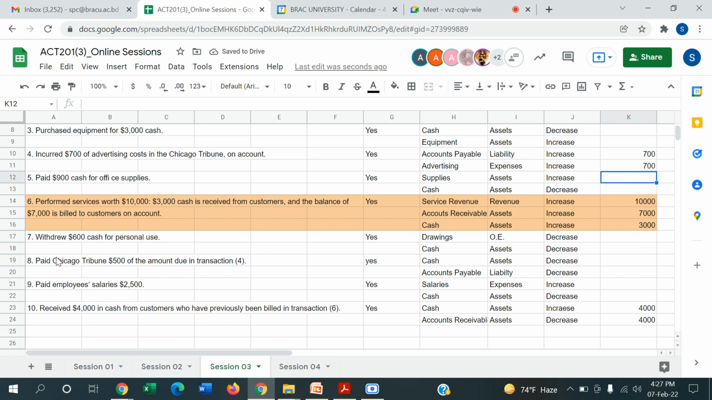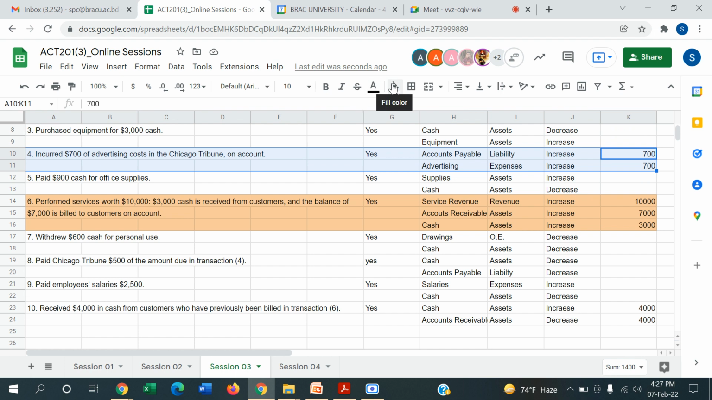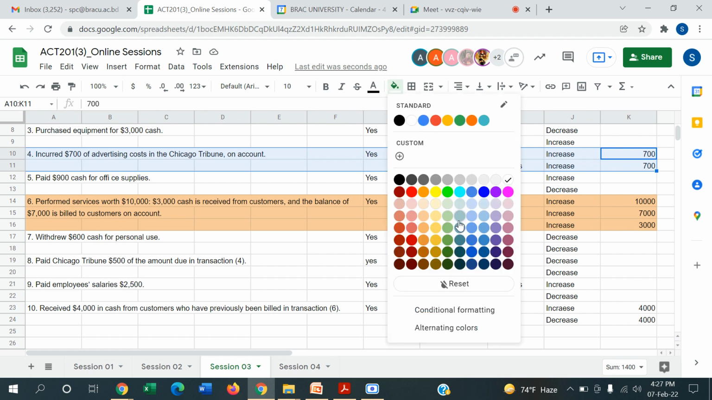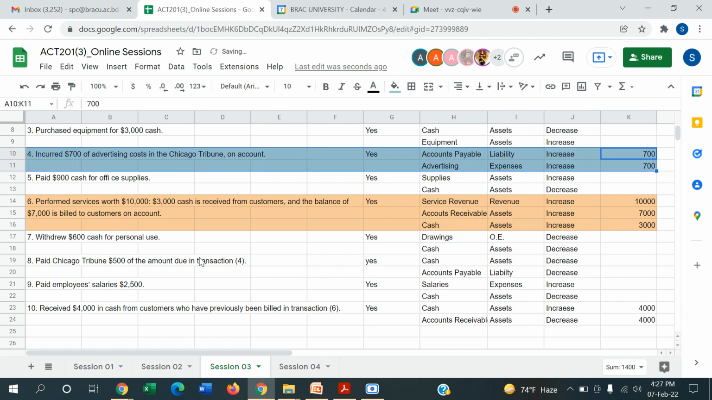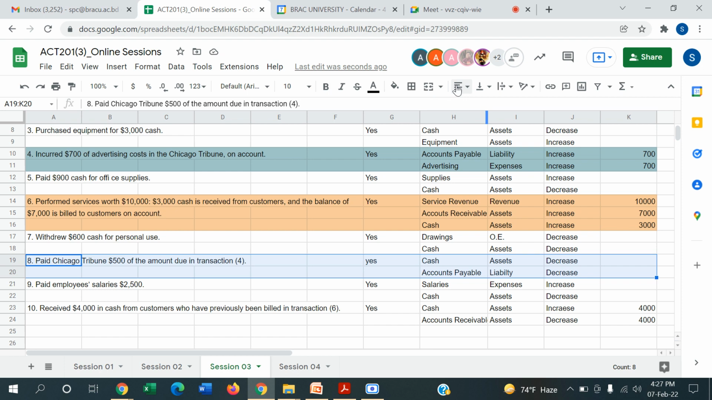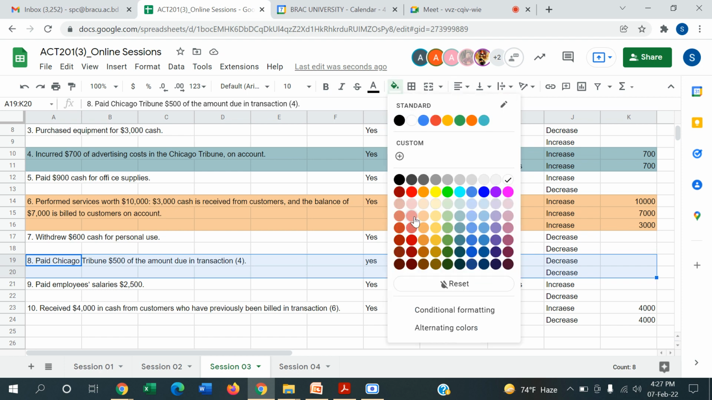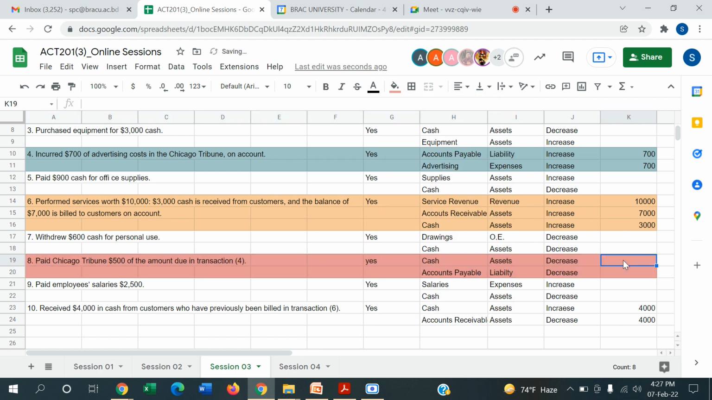Now, in number 8, what was your liability? $700 to be paid in future. Yes. Now, in number 8, you are going to pay a part of your liability, not fully. So when you are paying your liability, how are you paying? You are paying through cash. So your cash will be reduced by 400. Similarly, when you are paying, your liability will be reduced.